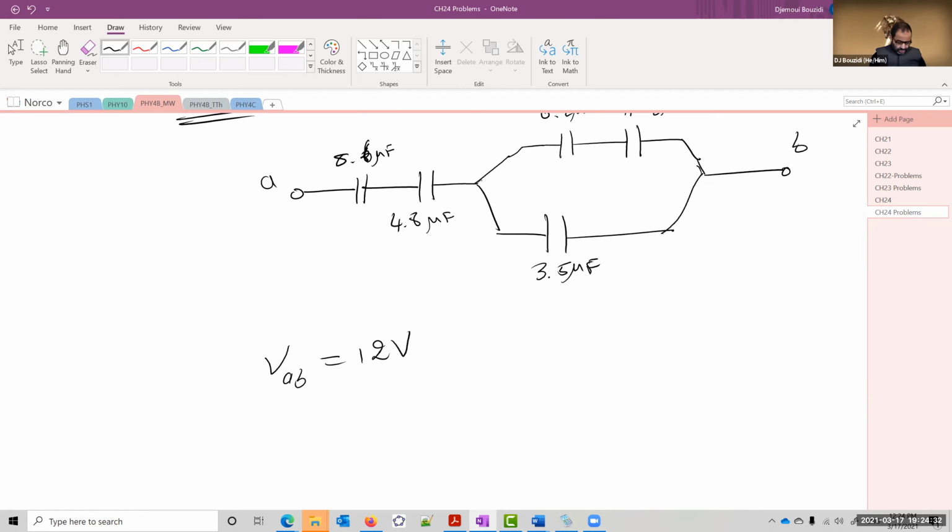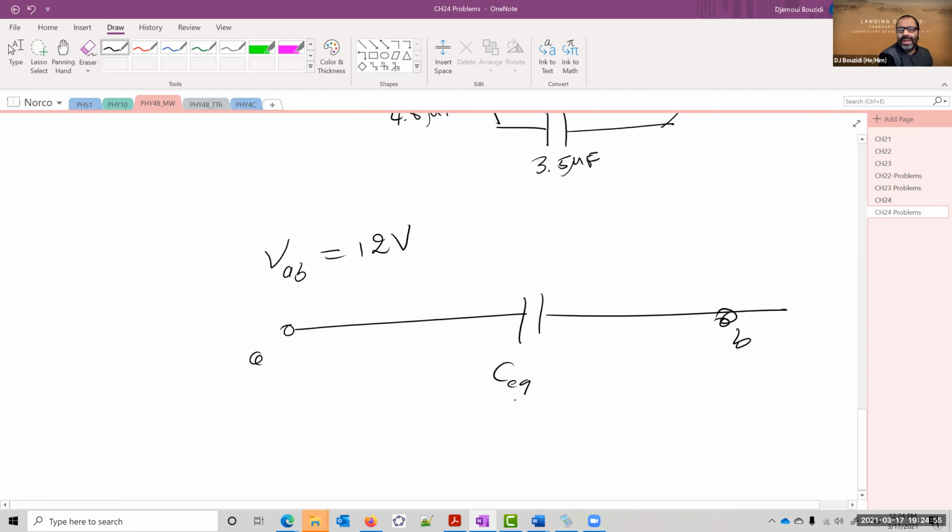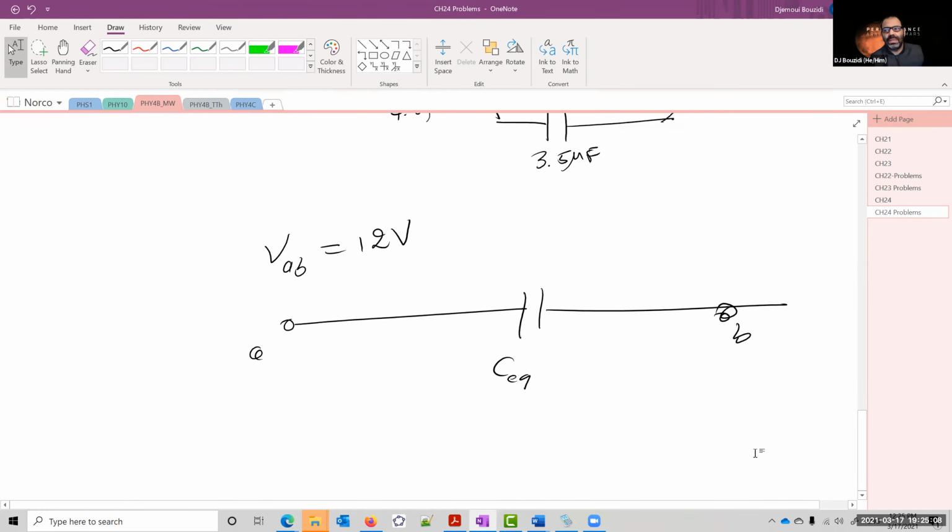Find A, the total energy stored in the network. How much energy is stored in the network? Okay. For that, I need to take this entire circuit and replace it by another one, actually. Leave A by itself and leave B by itself, and replace everything with just one capacitor, which is C equivalent. If I can find C equivalent, which is an if, we have to find it first, then we know how much voltage is across this one.